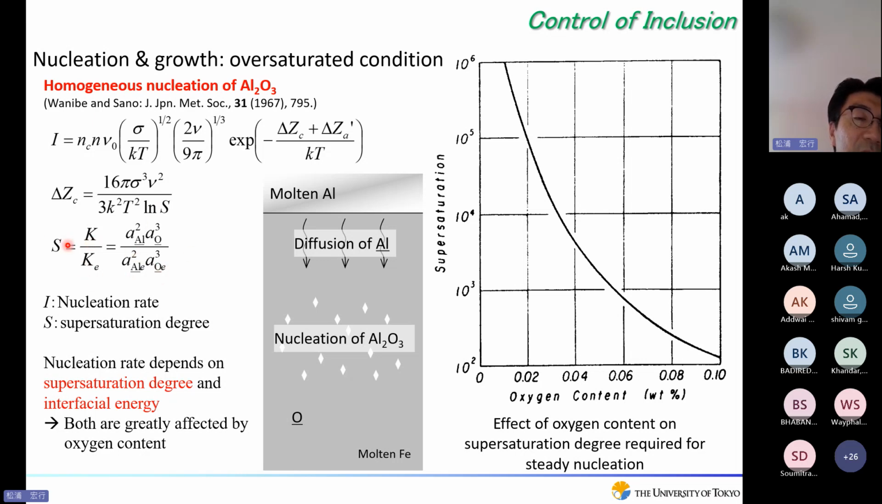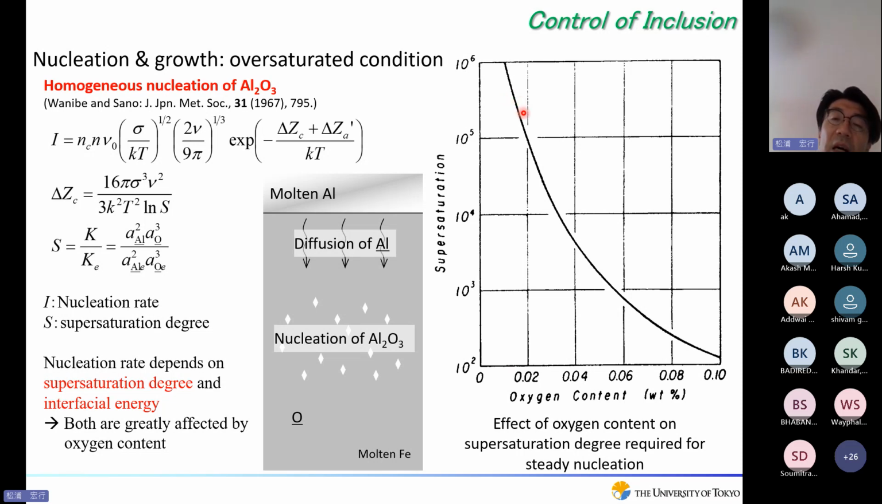The supersaturation degree is a ratio between the actual solubility product against the equilibrium solubility product. And then the right side figure shows the relationship between the oxygen content and the supersaturation degree, which is necessary for the inclusion nucleation. You can see that when the oxygen content is quite low, you need a very high supersaturation degree to achieve the nucleation of inclusions.